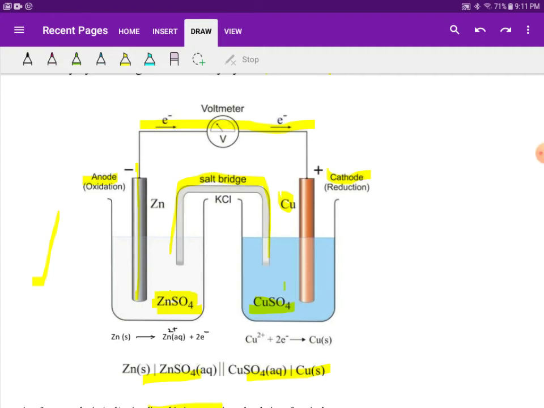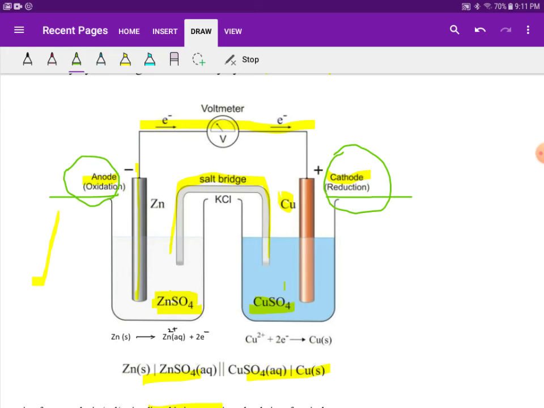Okay, that is the polarity of the anode and cathode of the galvanic cell. I wish to mention, normally an anode is defined as that electrode which undergoes oxidation, while cathode is defined as that electrode which undergoes reduction.